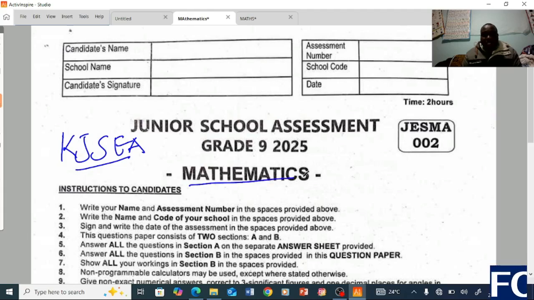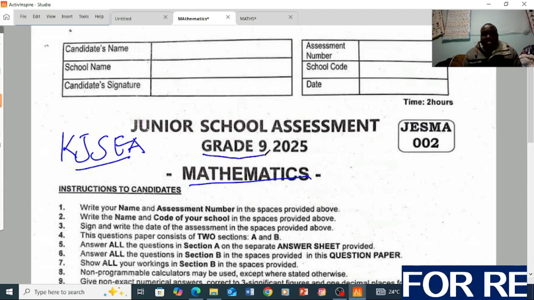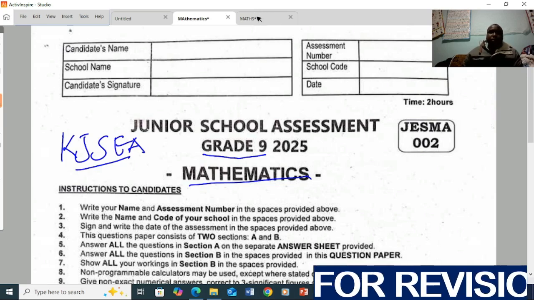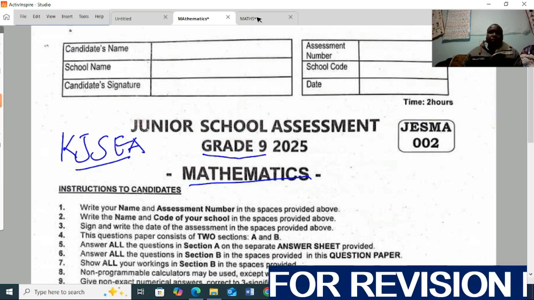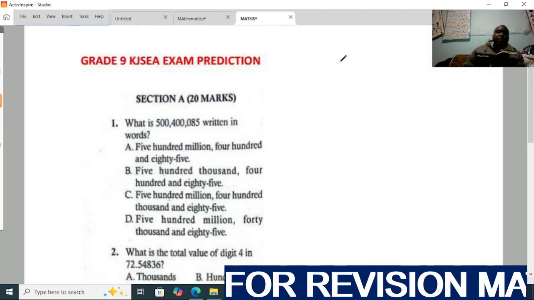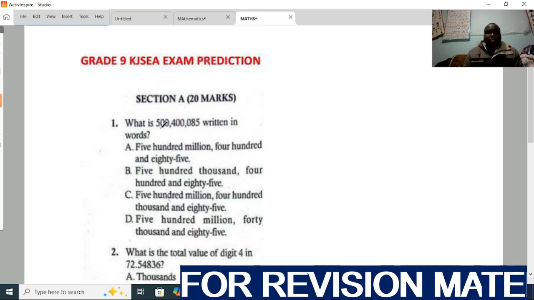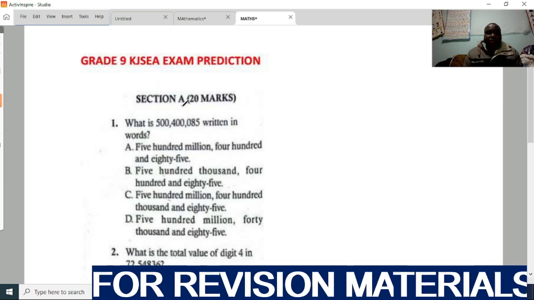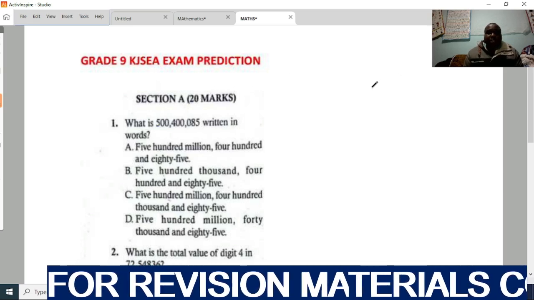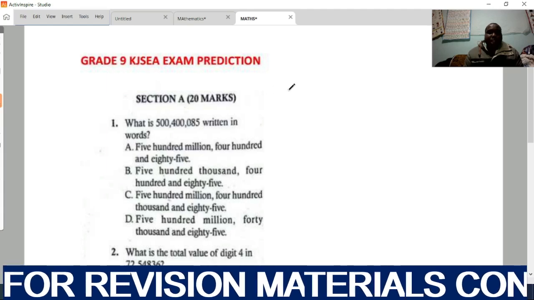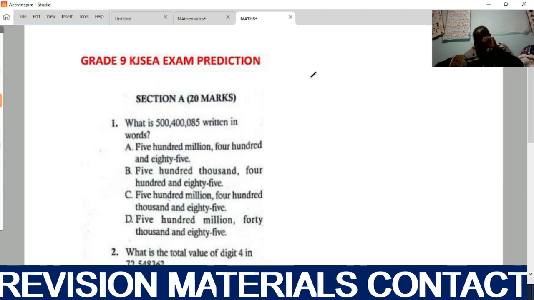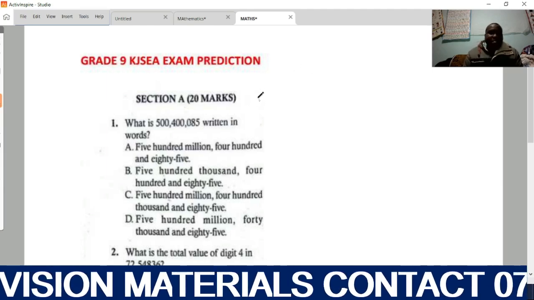Preparing today, we're looking at mathematics for grade 9 exam preparation. Mathematics has two sections, section A with multiple choices and section B where a student is supposed to calculate and show how he or she calculated. So let's start from section A, which contains 20 marks.